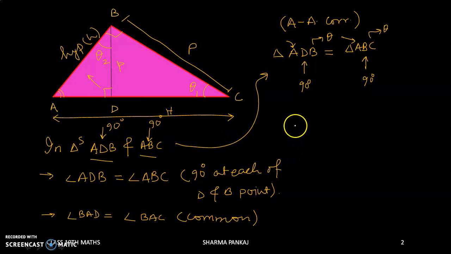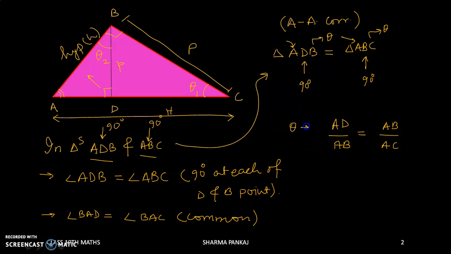Now what we are going to do, we know from the similar triangles results that if two triangles are similar, then their corresponding sides ratio are equal to each other. Now we are going to write from these two triangles AD by AB is equal to AB by AC. Now dear students, some of you may wonder why I have written AD by AB is equal to AB by AC. Just see the clue.